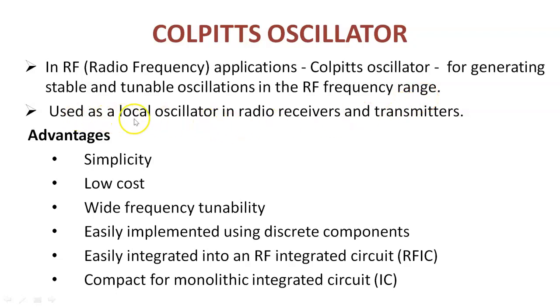It is commonly used as a local oscillator in radio receivers and transmitters, and it is also used in various other communication systems. The advantages of using a Colpitts oscillator in RF applications include simplicity, low cost, wide frequency tunability, and it can be easily implemented using discrete components and easily integrated into an RF integrated circuit, and it is very compact for monolithic integrated circuits.